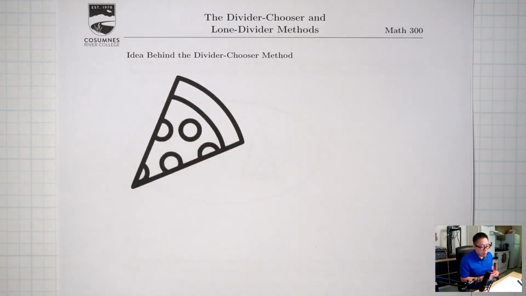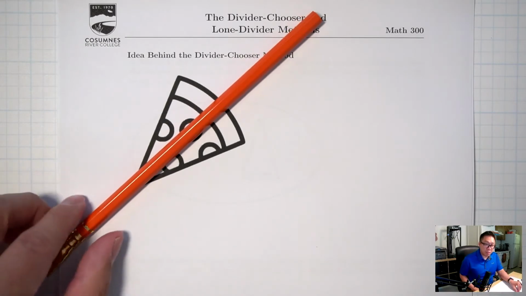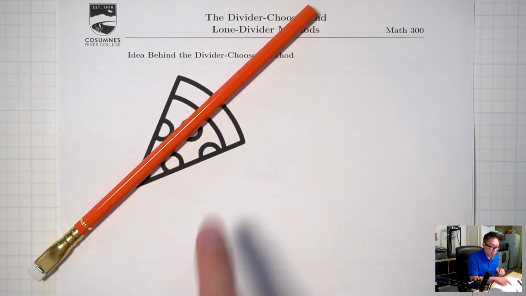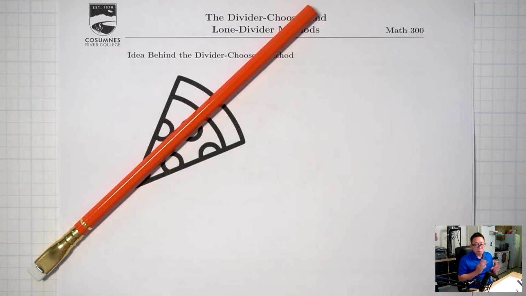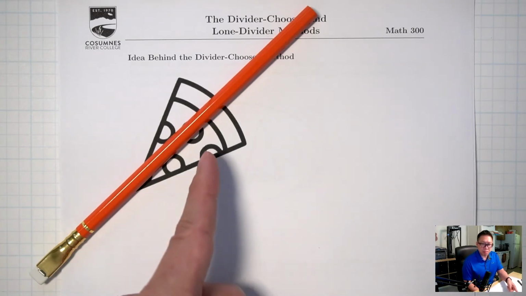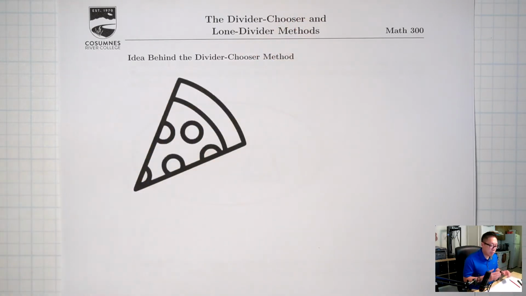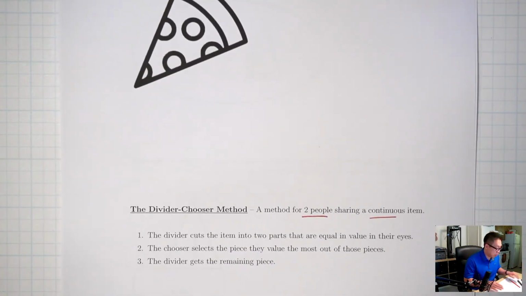It's not as simple as just cutting it down the middle. Because if we cut it down the middle, I'm probably going to take this piece and I'll give my sister that piece. I'm happy, but she might not be happy, right? She might say, hey, your piece has more pepperoni. I want that piece. So the way the divider-chooser method works is one person's going to cut, but the other person will choose. So sometimes this method is called the I cut, you choose method.